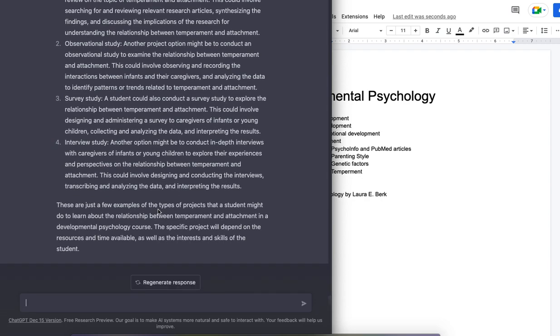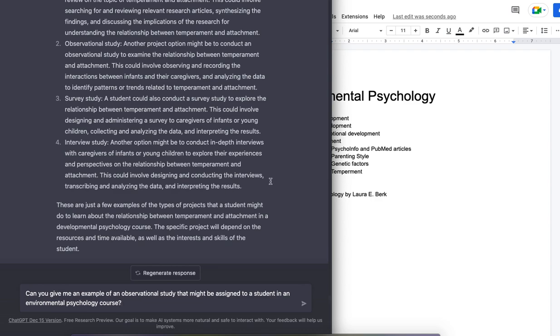So let's see, an observational study. So can you give me an example of an observational study that might be assigned to a student in an environmental psychology course? Or sorry, environmental developmental.